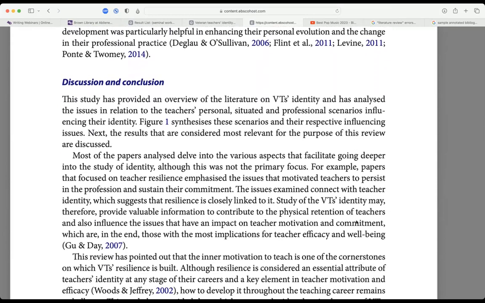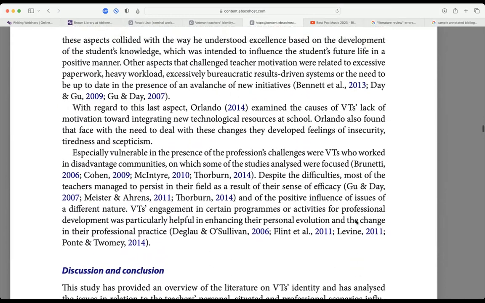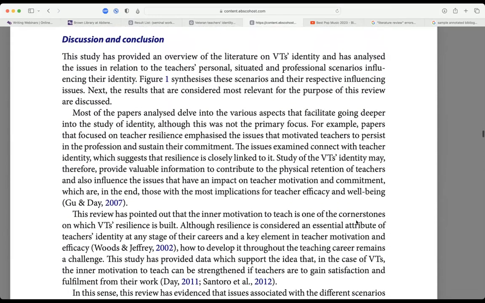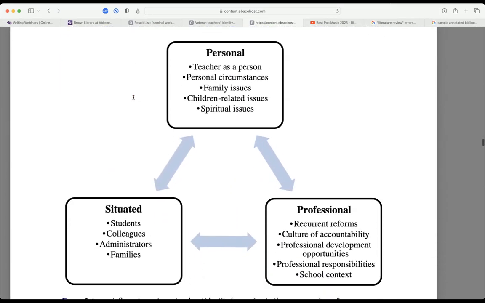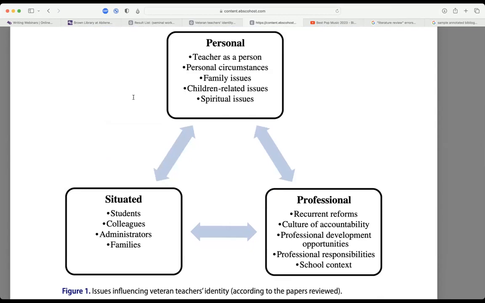Here is a great example of how to conclude things. So if you were ending your literature review chapter, you might have something like this. This study has provided an overview of the literature on VT's identity and has analyzed the issues in relation to the teacher's personal, situated, and professional scenarios. Figure 1 synthesizes these scenarios. That's great. They've given a graphic to encapsulate the findings.